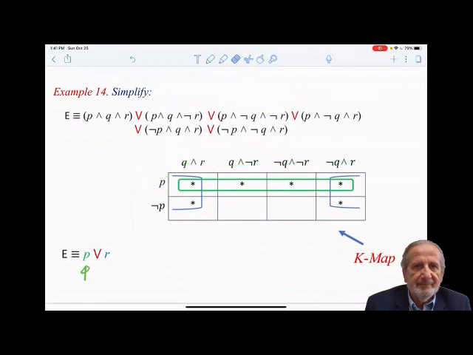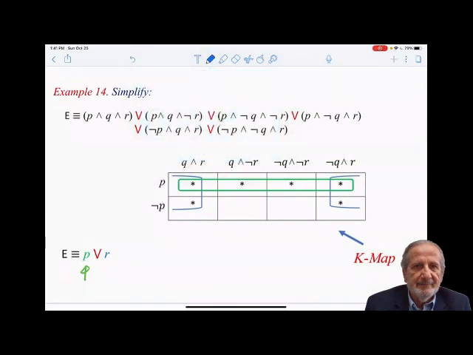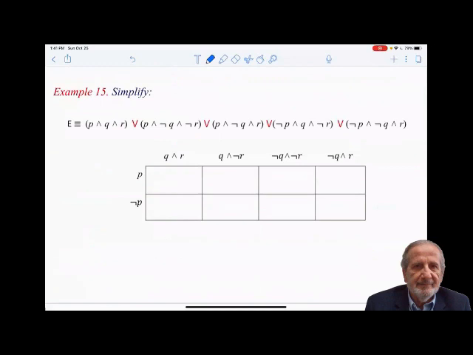Now look at the blue now. The blue here, P cancel, not P. On top, what happened? Q cancels, not Q. You're left with R. P or R. Here, P and Q and R.